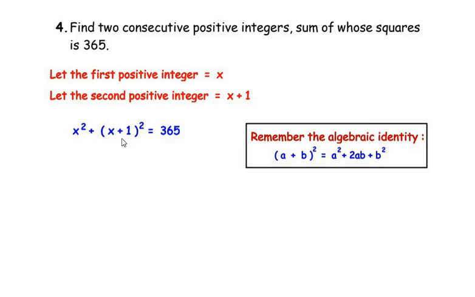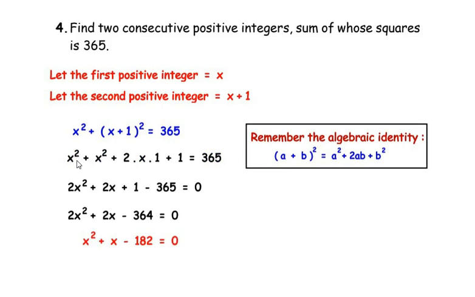So we have to expand this bracket x plus 1 the whole square, and to expand this we are going to make use of this algebraic identity, that is a plus b the whole square. Now this bracket expands as a square plus 2ab plus b square. So here in place of a we are going to take x and in place of b we are going to take 1. So here we get x square plus x plus 1 the whole square expands as x square plus 2 times x times 1 plus 1 square, so 1 square becomes 1 itself, is equal to 365.